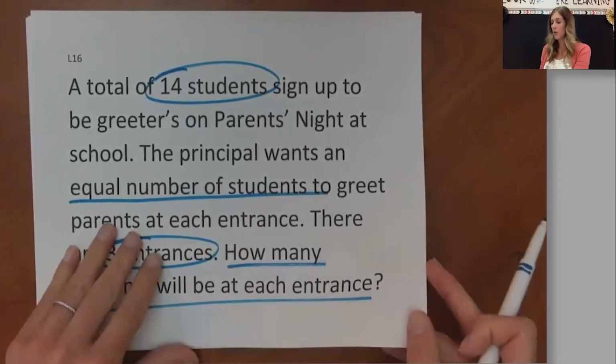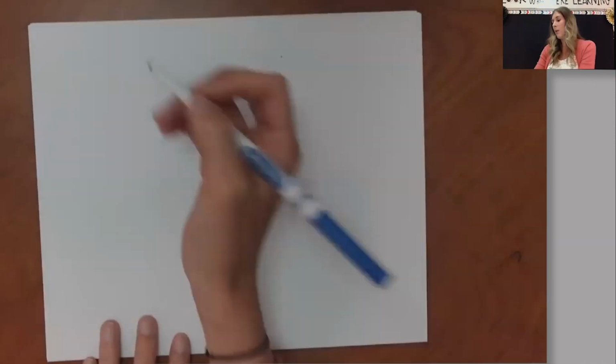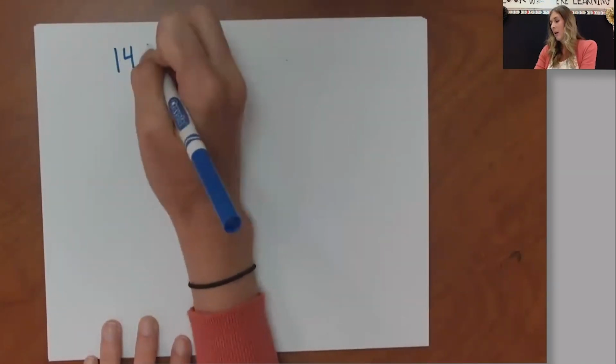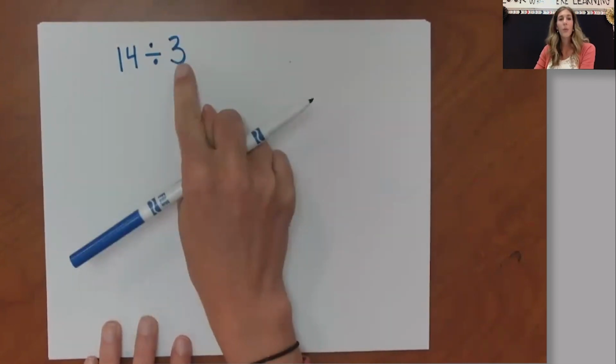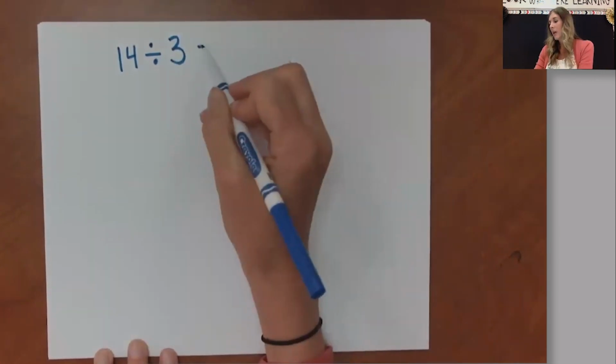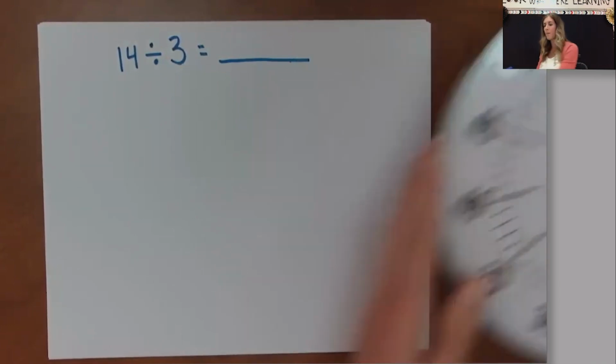So let's think. We're taking those 14 students and we're splitting them up, right? So 14 split up or divided by 3, the 3 entrances, equals how many students at each door? You try this one on your own. You can draw a picture, you can use your multiples or related fact families to help you solve, and then we'll check it.